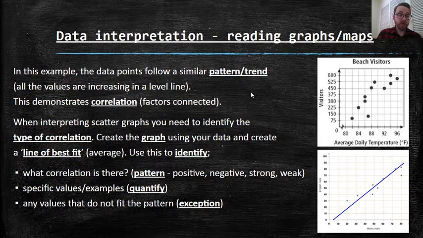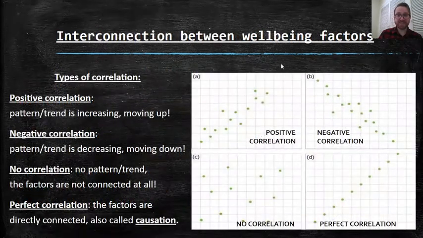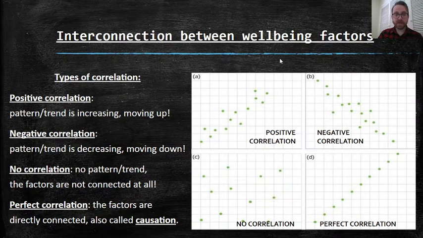When interpreting scatter graphs, you need to identify the type of correlation. Create the graph using your data and then create a line of best fit or average, using this to identify what correlation there is. So it's the pattern, positive, negative, strong, or weak, the specific values, and any values that do not fit your pattern. You can see here we're measuring, very hard to read, maths marks and English marks. The general pattern, if I draw through this line, is that as my math score increases, my English score increases. That wouldn't be true for me. I was alright at English, but I was terrible at math. So there are different types of correlation, as I hinted at in the last slide.